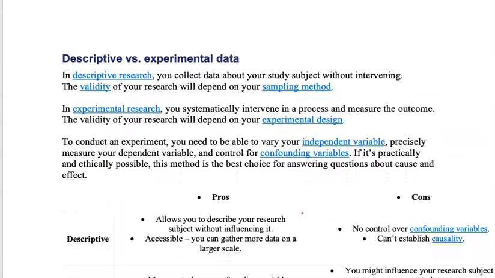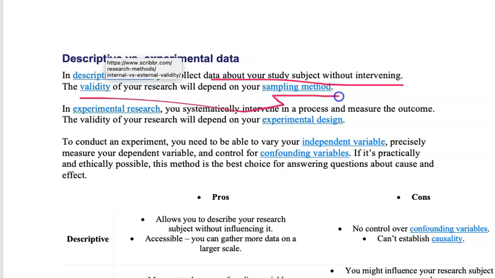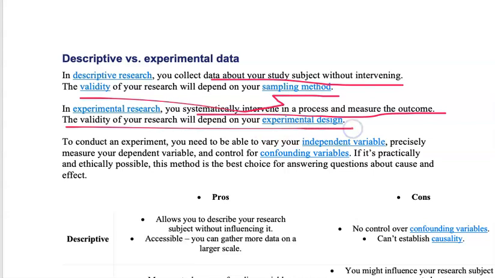So there are again two types of data, descriptive and experimental data. In descriptive research, you collect data about a study subject without intervening. The validity of your research will depend on the sampling method that you take. In experimental research, you systematically intervene in a process and measure the outcome. The validity of the research will depend on your experiment design.